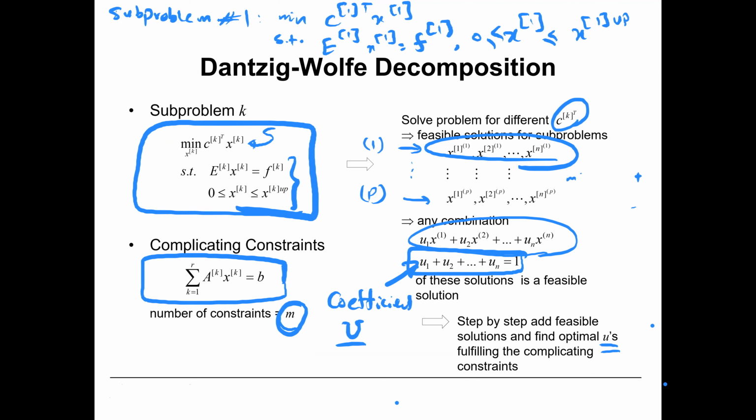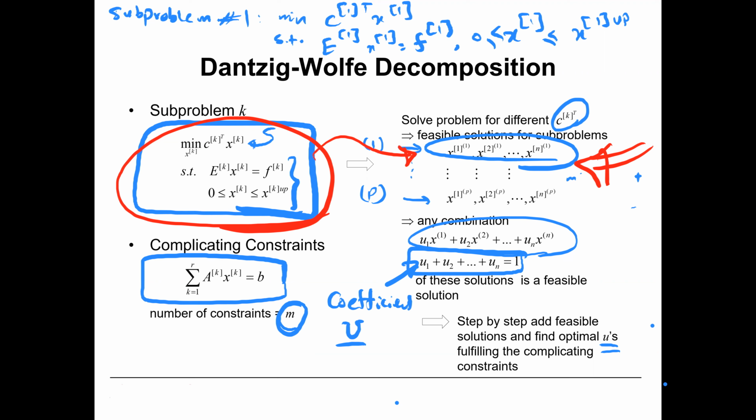So why do we do that? Because as you can see here, we only consider the subproblems to generate this feasible solution, which means we still haven't considered the complicating constraint. But during these updates, that's where we are going to take into account the complicating constraint for our update and for making sure that we are moving towards the optimal solution.